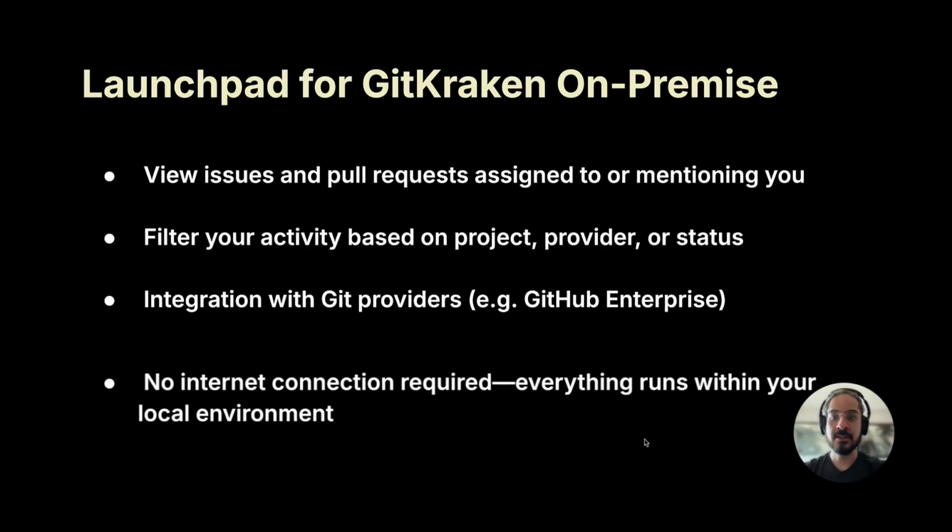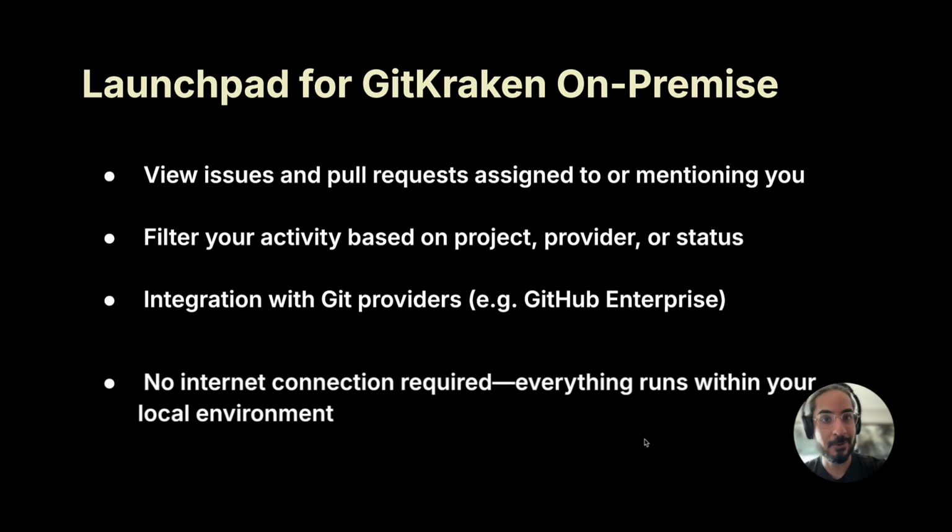But at a glance, you get the ability to view your issues and pull requests that are associated to whichever integration you're connected to. So if you're connected to GitHub Enterprise, GitLab Self-Managed, whichever services you're connected to, you will be able to view issues and pull requests that are assigned to you or mention you. You'll be able to filter this list so it's interactive. You have the ability to take action on your pull requests and issues. And best of all, there is no internet connection required.